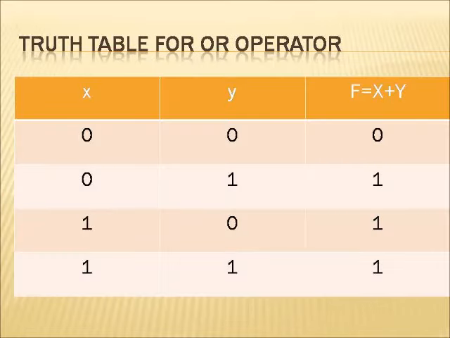See the truth table for the OR operator. In the case of the OR operator, you can see that it produces 1 in the output when at least one value of x or y is 1. It will produce 0 only when both x and y are 0.